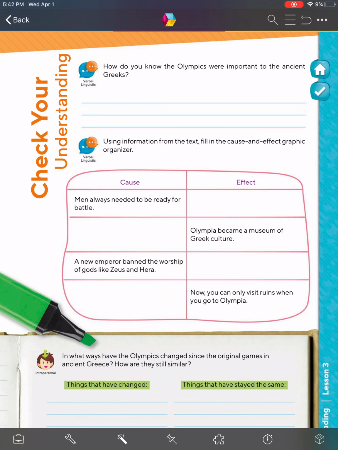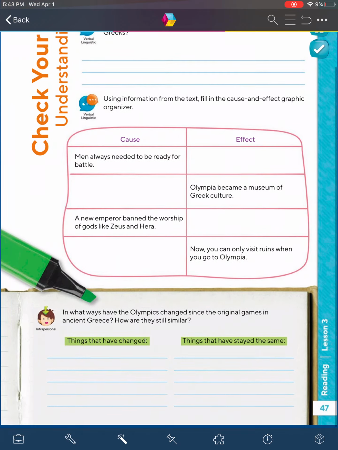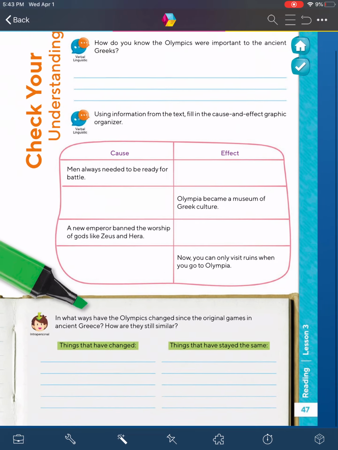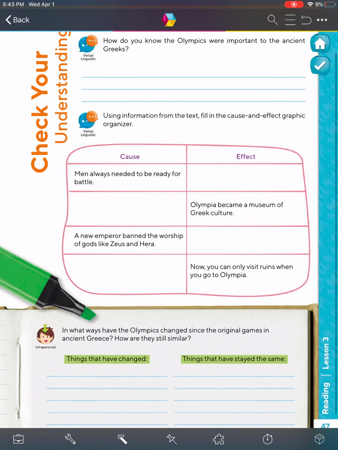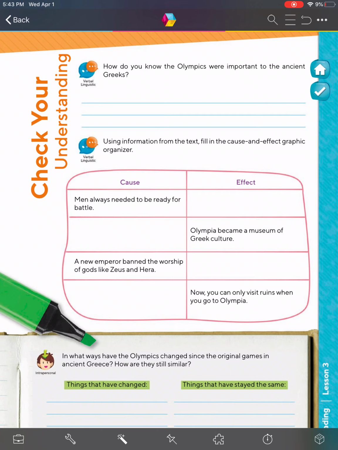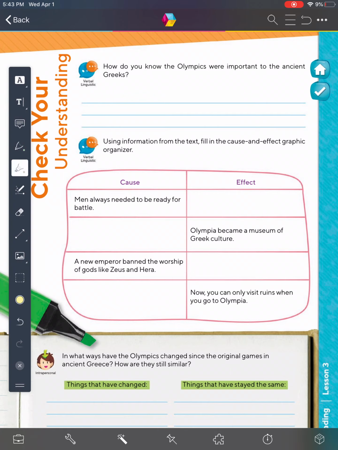If you already read the lesson from the Olympic Games and you identified all the words from lesson 3, you are ready to work on the following pages 47 and 48 to practice your reading comprehension skills and to check your understanding. So let's read together the first question. How do you know the Olympics were important to the ancient Greeks?